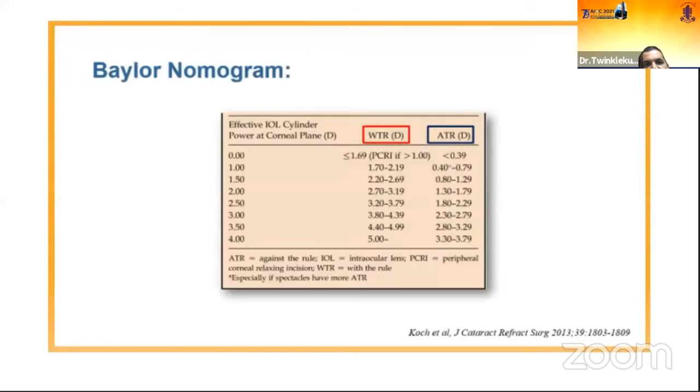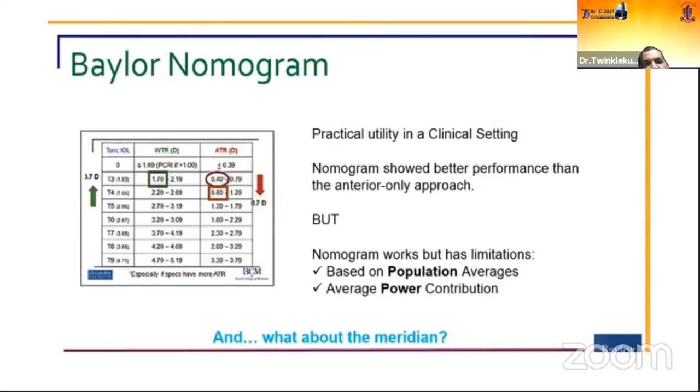Now this has been incorporated by Baylor in 2013, and they came up with the nomogram. Suppose you are going for the toric calculations, and whatever results you get from the calculator, you have to apply this nomogram according to with-the-rule or against-the-rule astigmatism, and you change your toric power, T3 or T4. If with-the-rule, you should decrease it, and against-the-rule, you should increase it. And this nomogram worked very well for a couple of years.